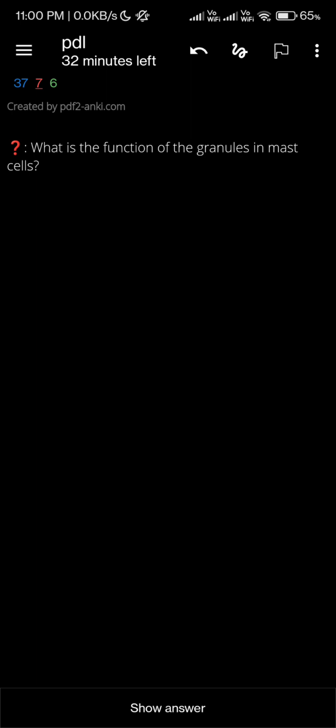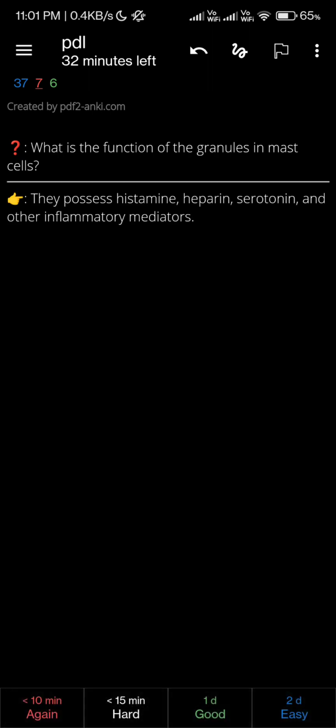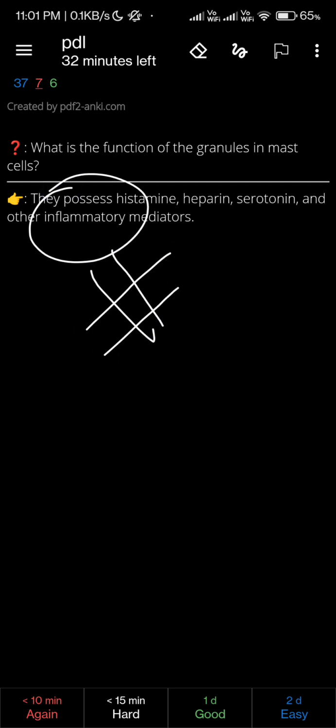So, what is the function of granules? They contain histamine, heparin, serotonin, and other inflammatory mediators. What are fibroblasts? They produce fiber, collagen.